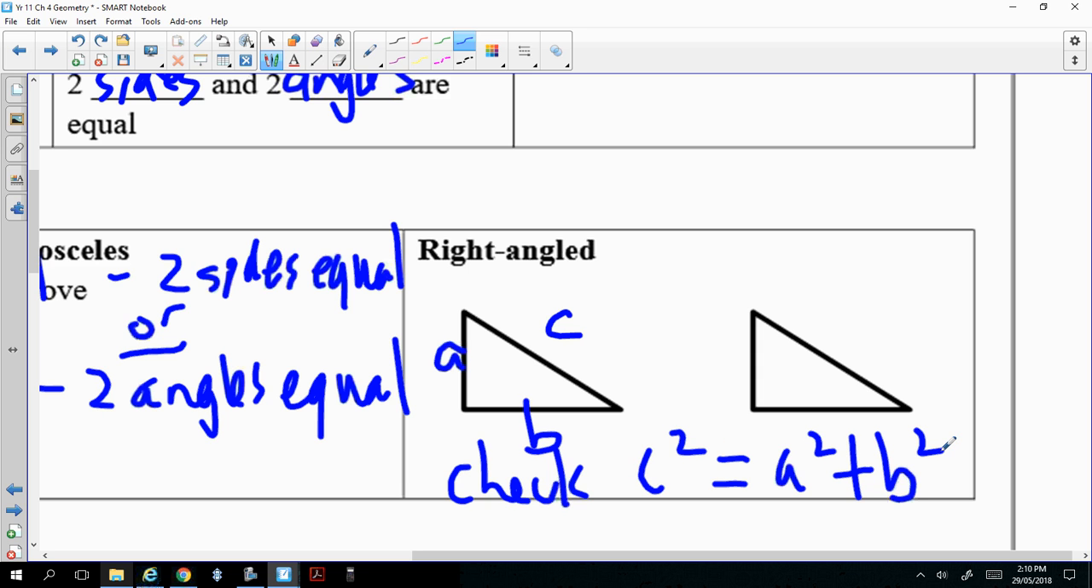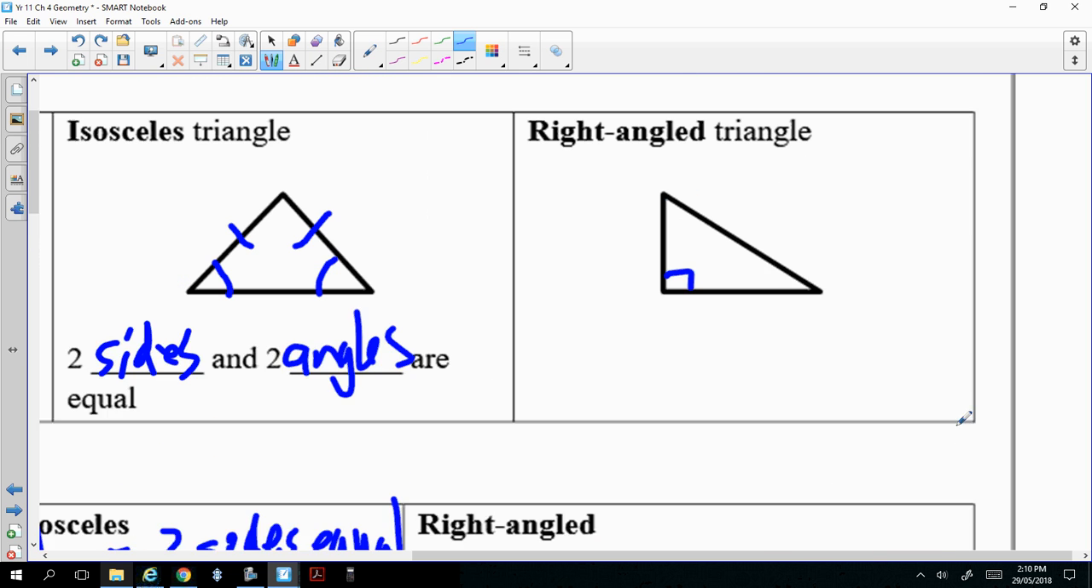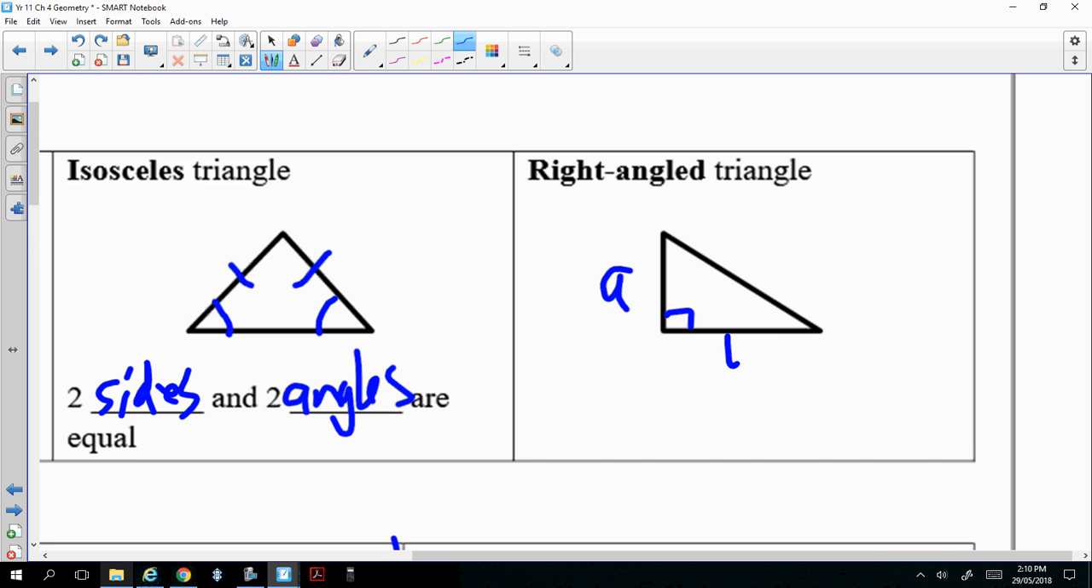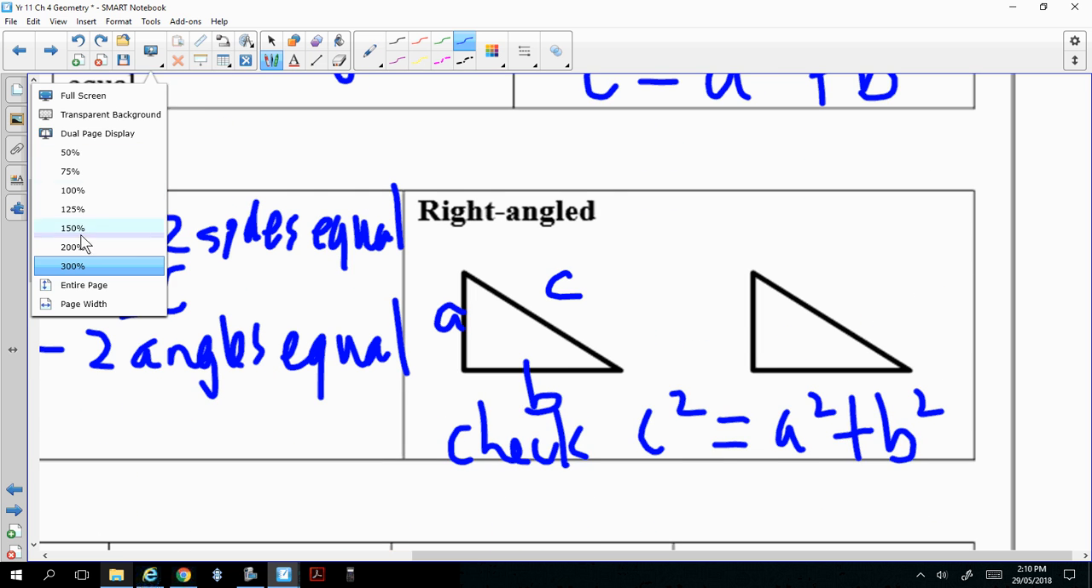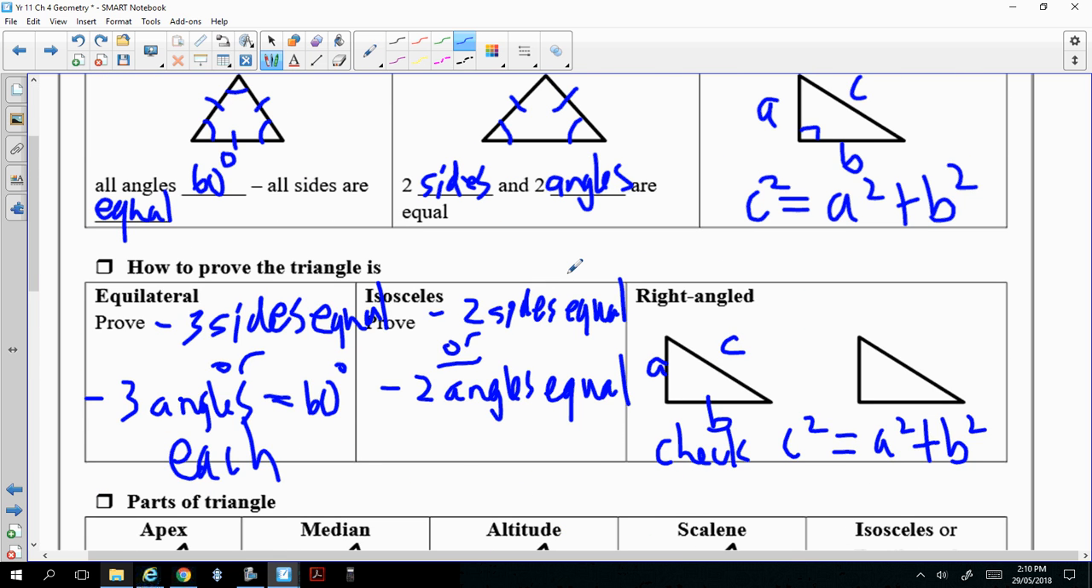If it's a right angle triangle, there is an important property called Pythagoras theorem. And you can also use Pythagoras theorem to prove it's a right angle triangle. So note the difference between them.